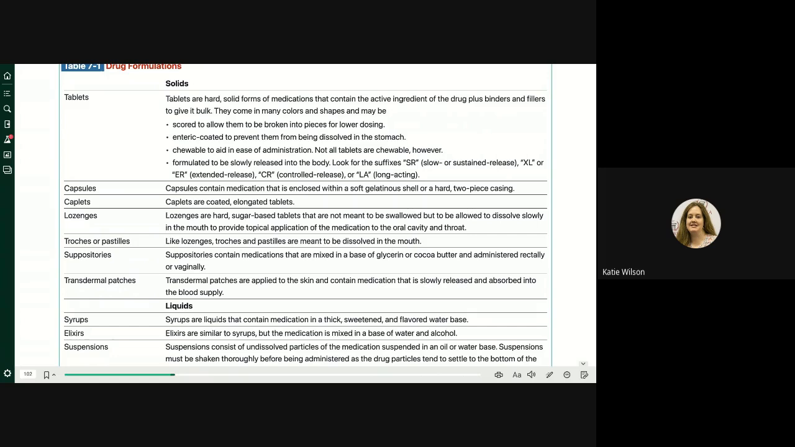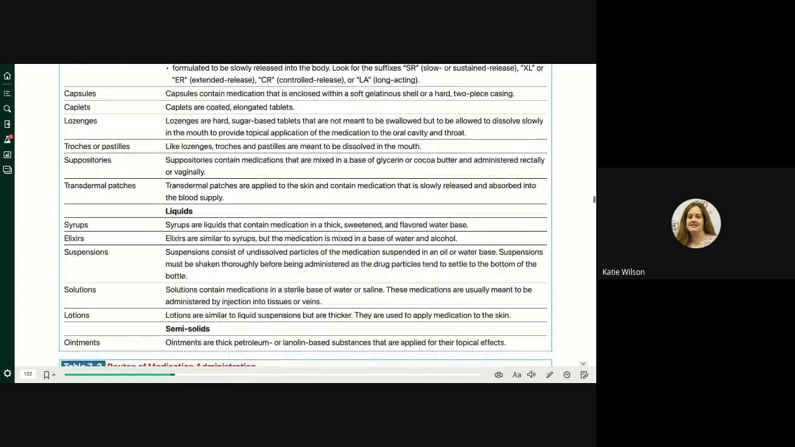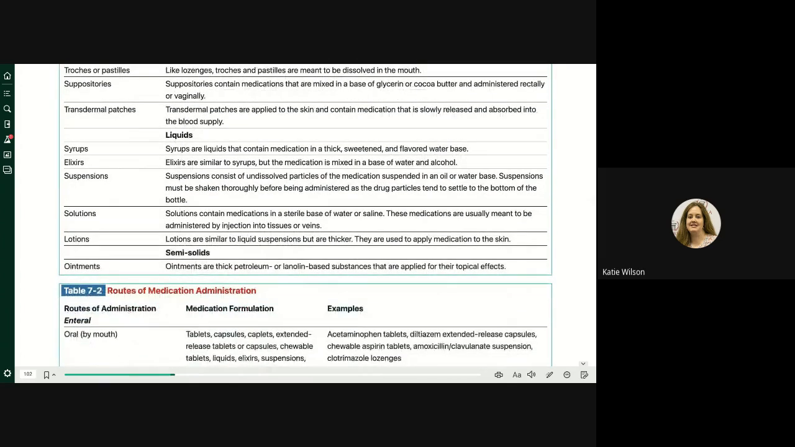You might see capsules, caplets, lozenges, and so on as far as solids. Liquids, commonly you'll see a syrup or an elixir, suspension, solution. Lotions and ointments are semi-solids.